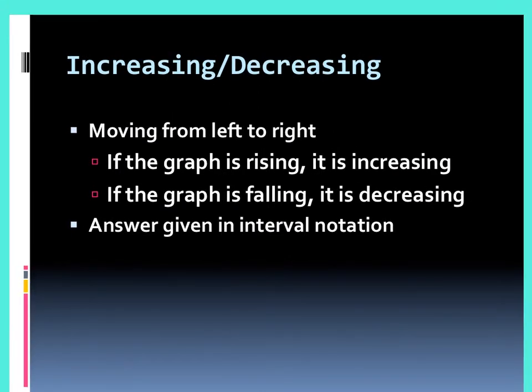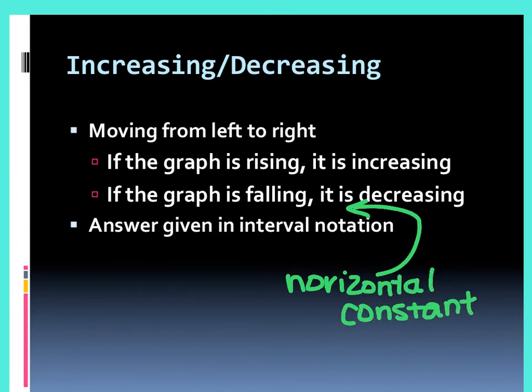Increasing and decreasing behavior. So when you're asked to identify the increasing and decreasing behavior from a graph, you're going to visually move from left to right. If the graph is rising as you're moving from left to right, then it would be increasing. If it's falling, then it's decreasing. And there's a third option, which is that it's constant. So if it's horizontal, then it's constant. And you will give these answers in interval notation.